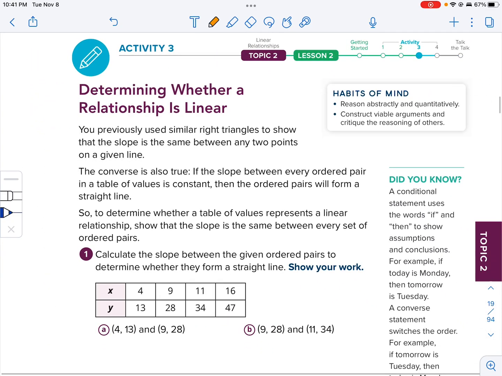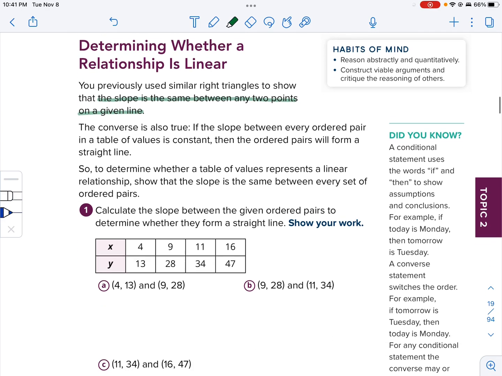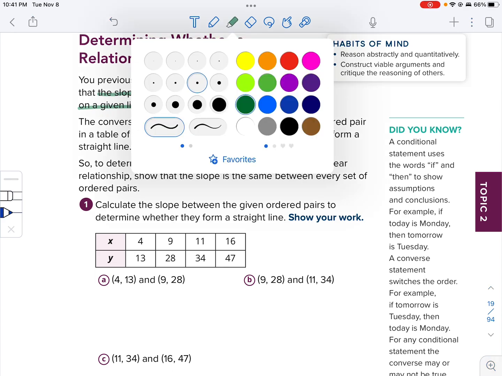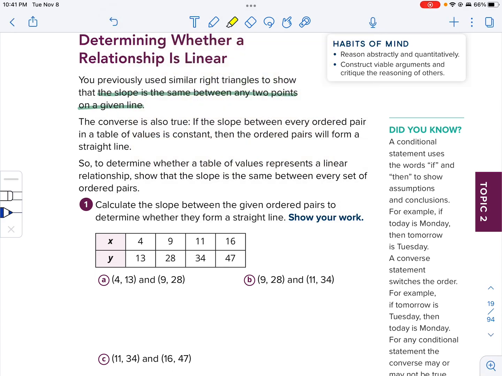Now we have to tell whether it's linear or not. Okay, so in order for something to be linear, the slope has to be the same. Okay? It has to be constant. The slope is the same between any 2 points on the given line. The converse is also true. If the slope between every ordered pair is the same, it's constant, then it'll form a straight line.